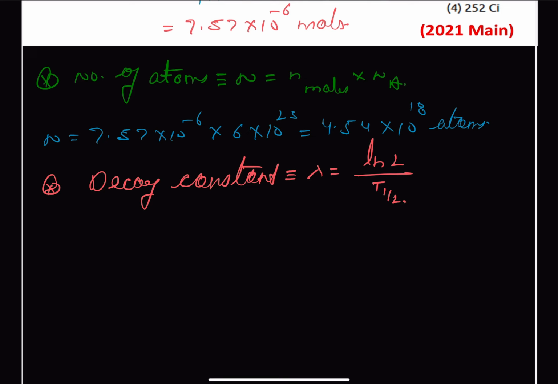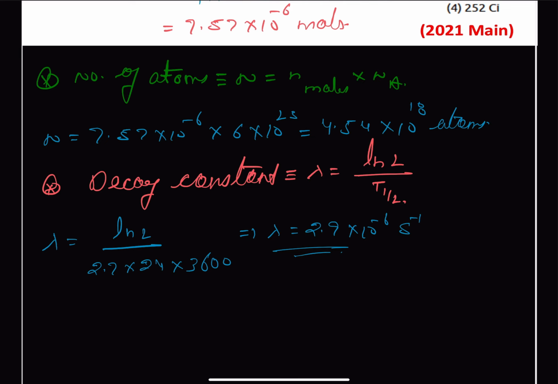And therefore we can write that lambda will be equal to natural log of 2 divided by T half, which is 2.7 multiplied by 24 hours, and then 3600 seconds per hour. So from here we can say that the value of lambda, that is our decay constant, is approximately 2.9 into 10 to the power minus 6 per second.